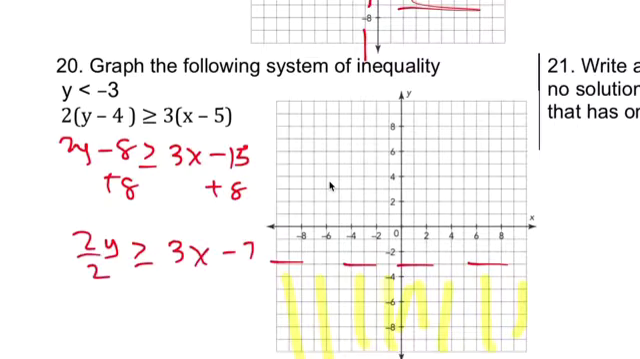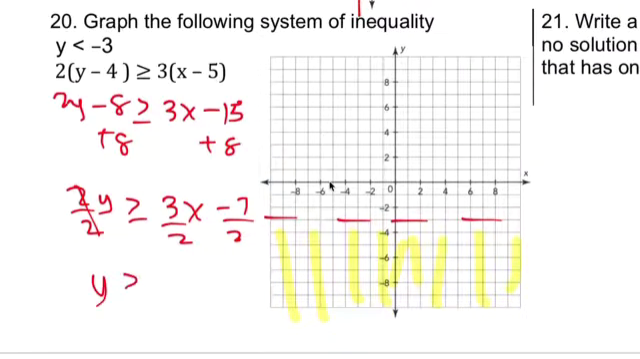Divide by 2. Oh, look at this. We get to graph halfway. 3 over 2 x minus, that's 3.5.